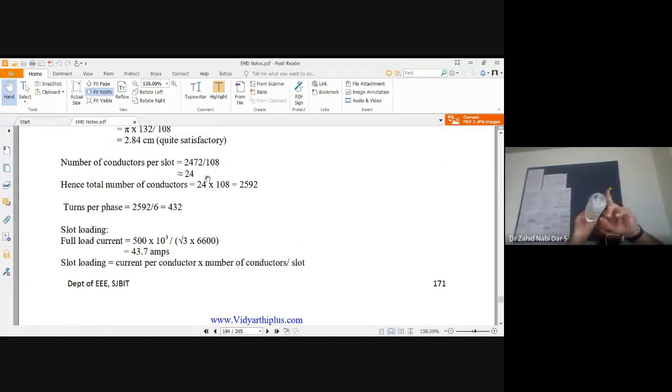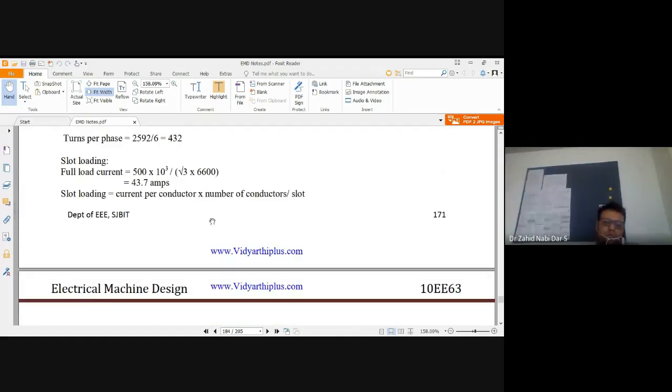So this current will pass through every 24 conductor, which is placed at an interval of 108 centimeters. So here I will get 243.